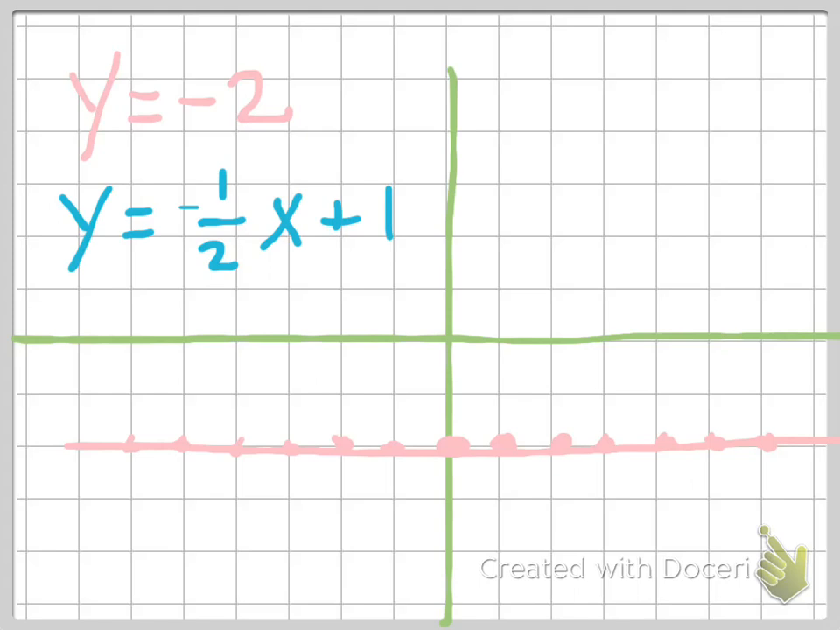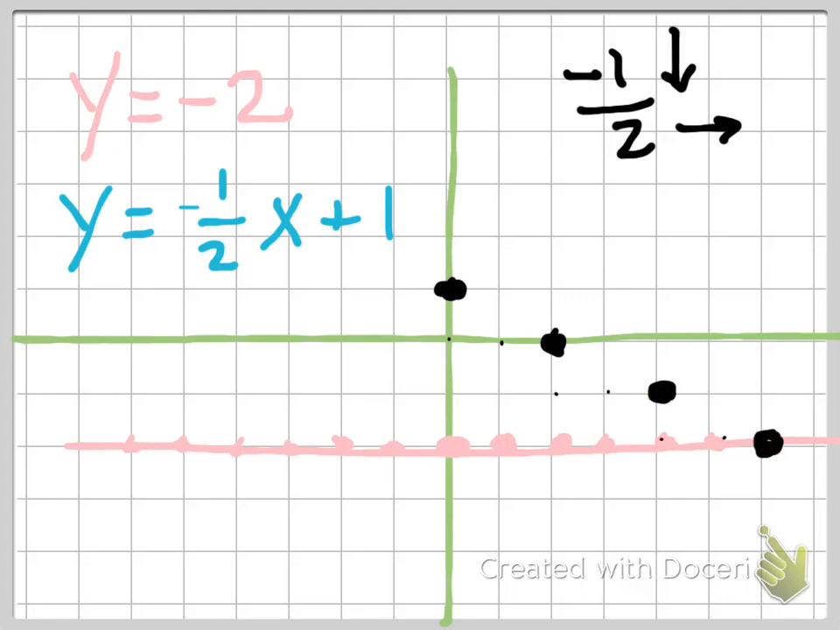Y equals negative 1/2 x plus 1 isn't too bad. This fraction, negative 1/2, means that I'm going to go down 1 and right 2 from my y-intercept. So let's find that y-intercept, positive 1, and plot it. And now let's go down 1, right 2, and drop it off. Down 1, right 2, drop it off.